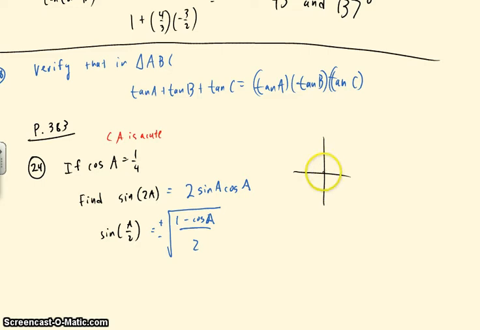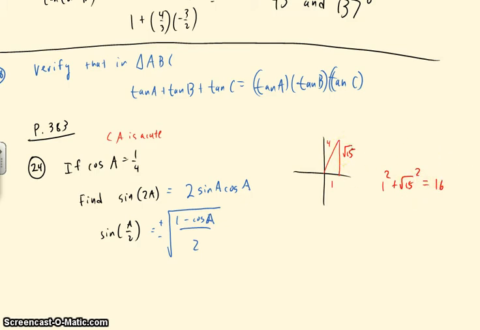So if the cosine is 1/4, it's something like this, where this is 1, this is 4, and so you have to figure out what this side is. It looks like that's square root of 3, but 1 squared plus the square root of 3 squared is not 4 squared. So what is this? Square root of 15. You get 1 squared plus the square root of 15 squared equals 16. That would work.